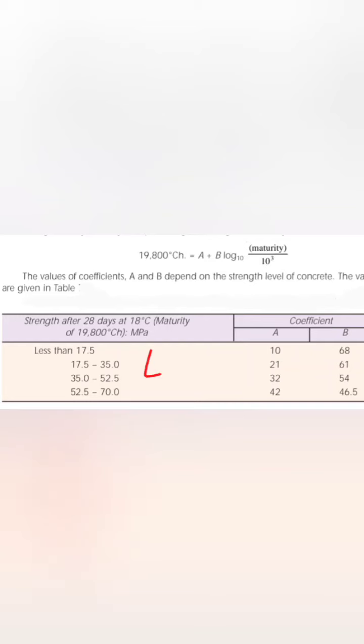Say if I have a 40 MPa strength achievement, then I have to take the second line where my A value will be 32 and B value will be 54, to be substituted in this equation. So based on the strength achievement, we take the A and B values. And the maturity, you know how to calculate, as you learned previously. By substituting in this, we will get the percentage of strength achievement at the particular time or days, say 7 or 14 or 20, whatever day you want.